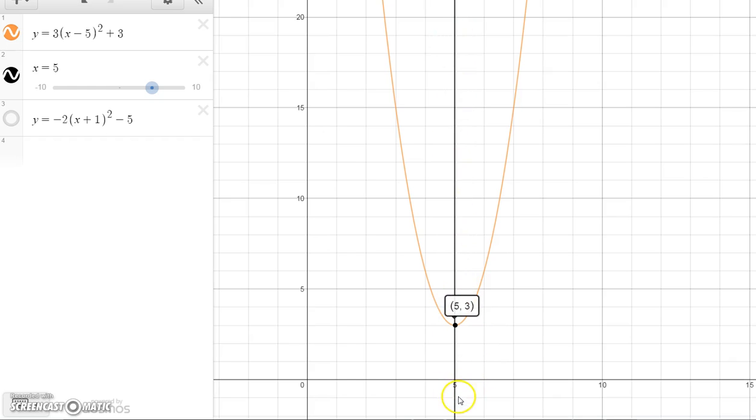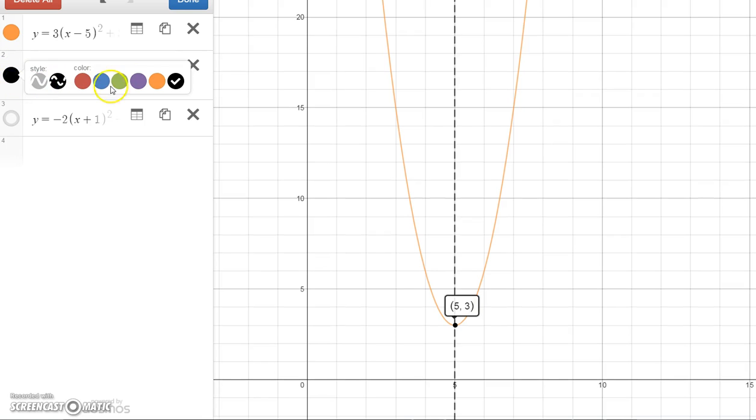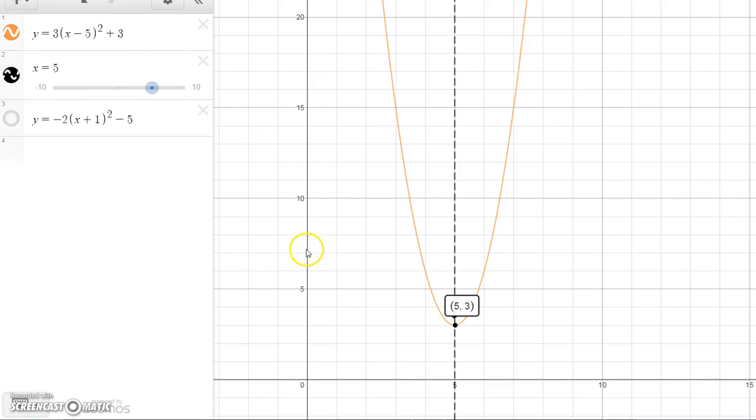This is not the y-axis. The y-axis is over here. This is the black line, x equals 5. And actually, I can do that in a broken line, probably better off, so that you know it's not part of the graph. Okay?